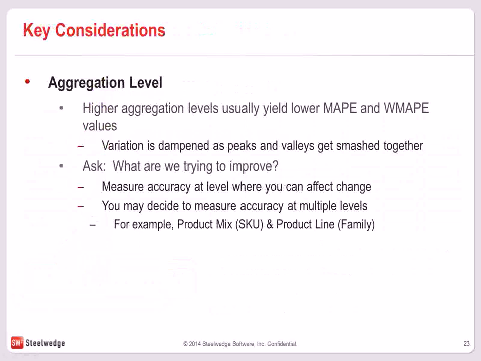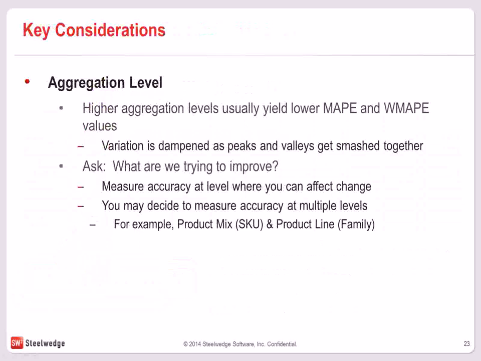But again, I ask, what are you trying to improve? If, in fact, you're trying to plan, for example, your manufacturing and what materials they need to buy or what items they need to produce, you need to be looking at a product mix forecast or SKU level forecast as opposed to a family or product line forecast. And you really ought to be measuring forecast accuracy at the level in which you're trying to use that forecast. So again, that's a really key point. It's important to measure your forecast accuracy at the level at which you're going to use that forecast.